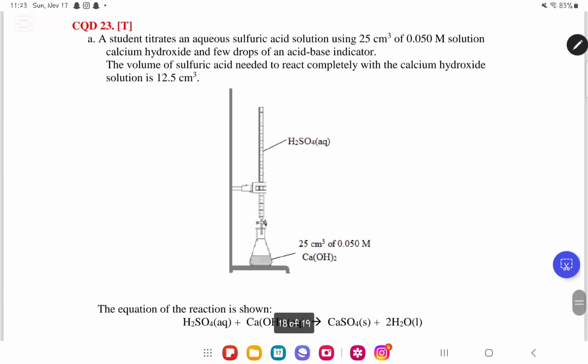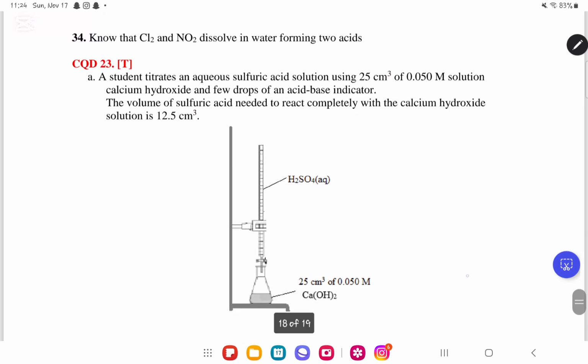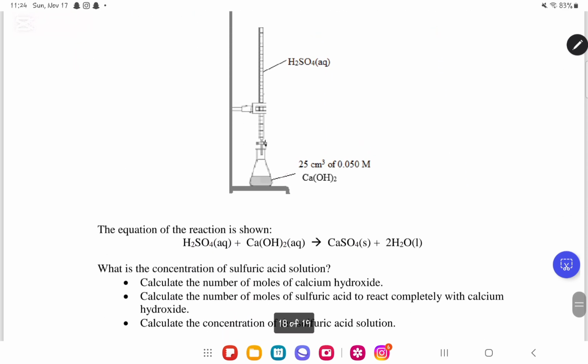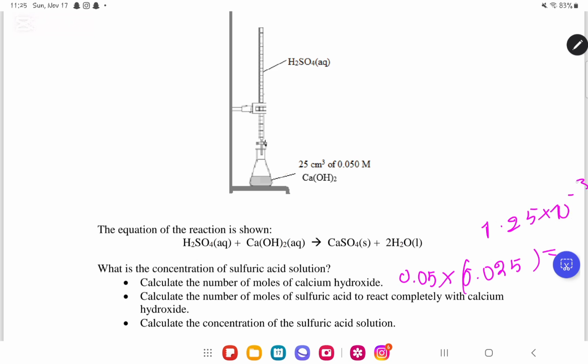Now we move on to CQD 23. Okay, I'm not gonna read, but in part A, they asked us what is the concentration of sulfuric acid solution. They gave us the steps to make it easy for us. They told us, first calculate the number of moles of calcium hydroxide. Very simply, we are gonna do the concentration multiplied by the volume in meter cubed. So 25 divided by 1,000, that becomes 0.025. If you multiply them together, you are gonna get 1.25 times 10 to the negative 3. This is the number of moles of calcium hydroxide.